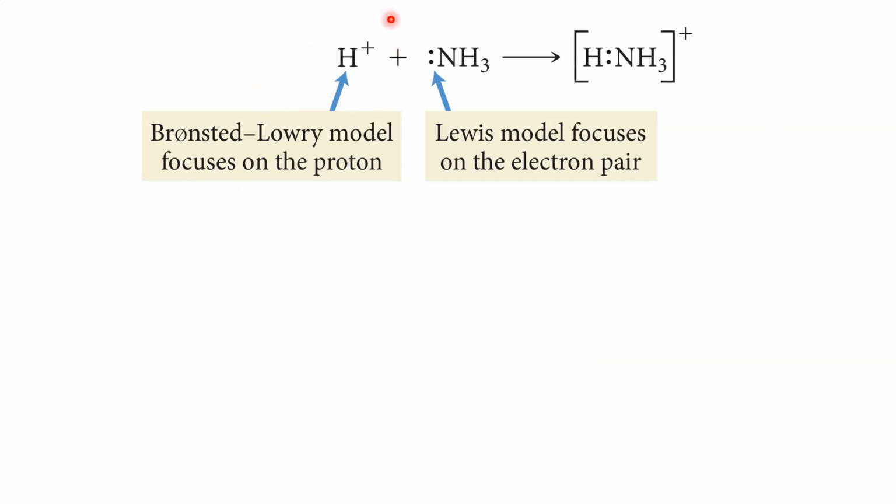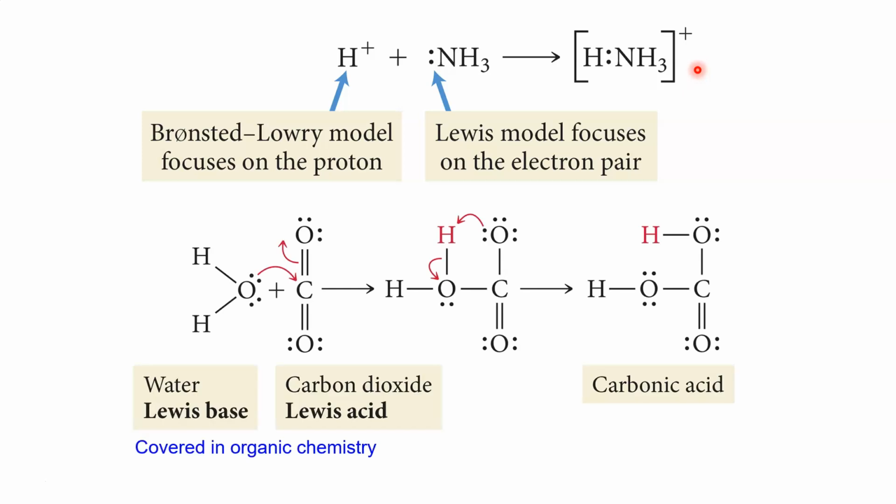Bronsted-Lowry model focuses on the proton. The Lewis model focuses on the electron pair. And this would be our adduct here if we were talking about Lewis acid-base chemistry. And so I'm going to show you something here. This might look a little bit busy, but I'm going to walk you through this picture.